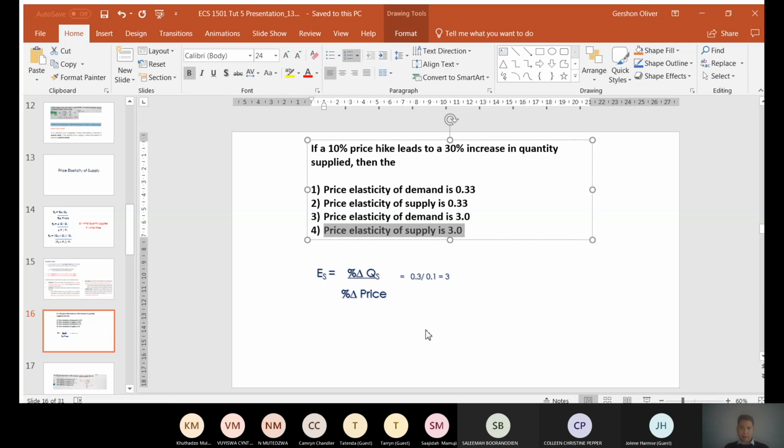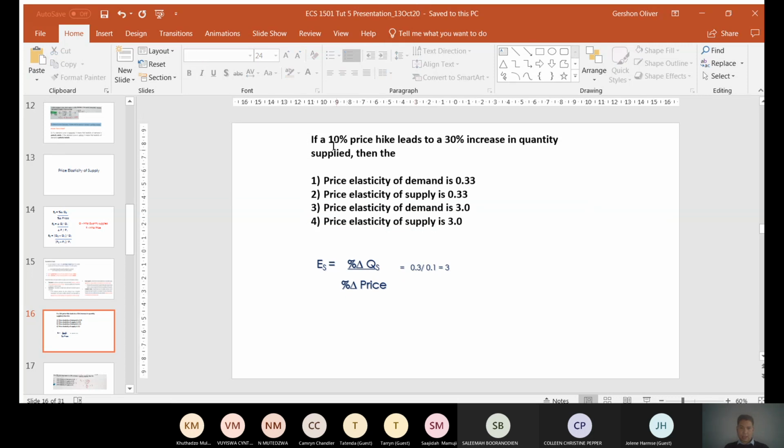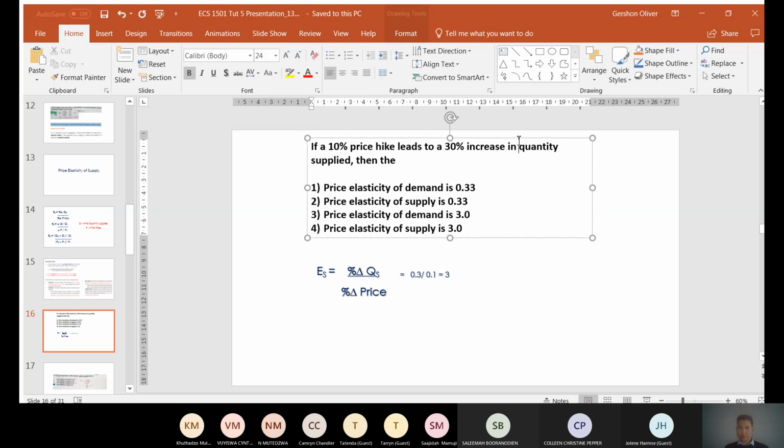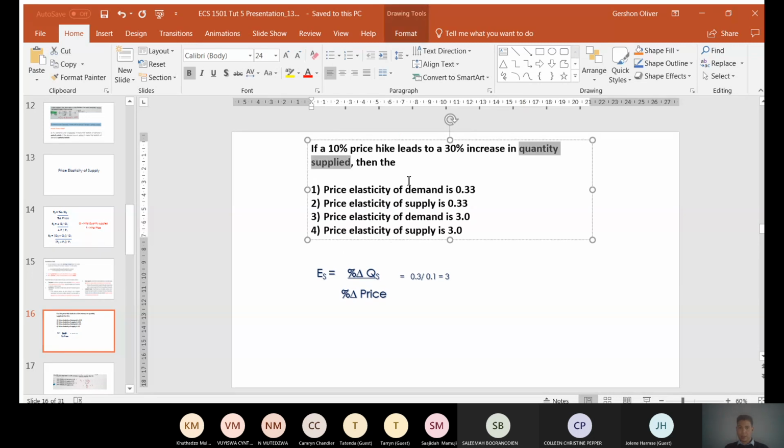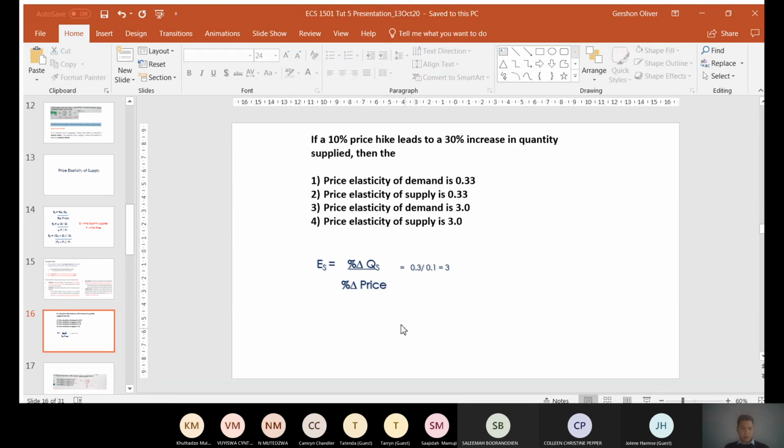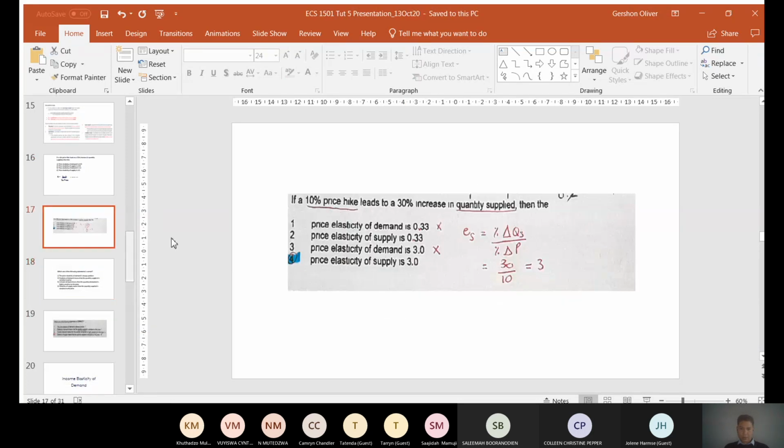Guys, did you see what I did over there? I said 10% is what? 10 divided by 100. That's 10%. 30% is 30 divided by 100. I divided the two over there to get to my answer. But because I saw quantity supplied over here, that's what I knew we're dealing with the price elasticity of supply and not demand. Are we cool with that? Here's the answer over there.